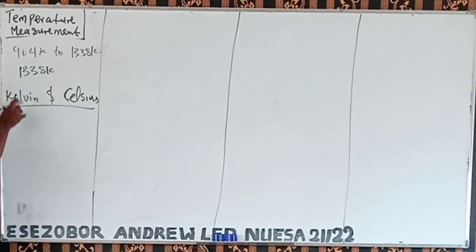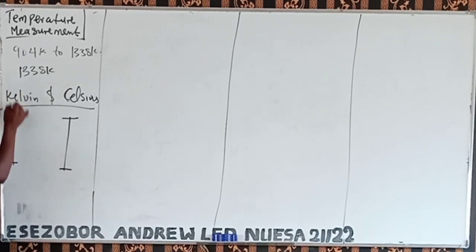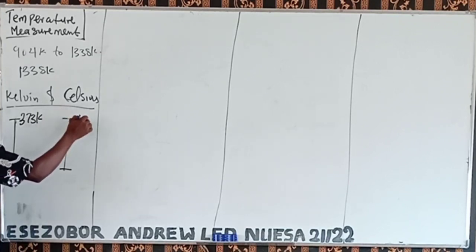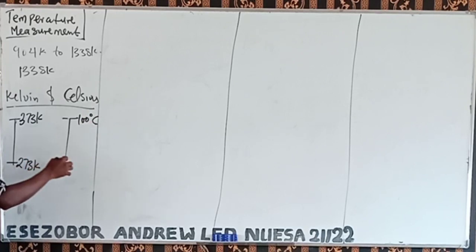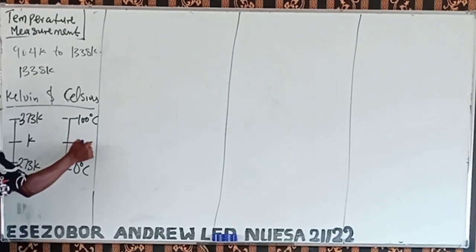Now let's say I talk about between Kelvin and Celsius. How to do it? You draw a scale for both of them. You mark out their upper and lower fixed points. Upper for Kelvin is 373 Kelvin, lower is 273 Kelvin. Then upper for Celsius is 100 degrees Celsius, while the lower is 0 degrees Celsius. So you mark out this one to read in Kelvin, and this one to read in degrees Celsius.